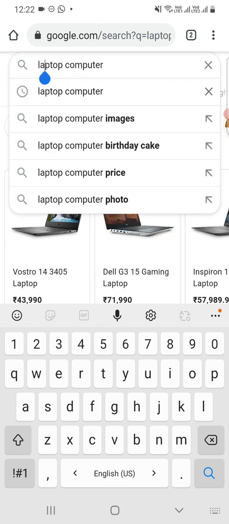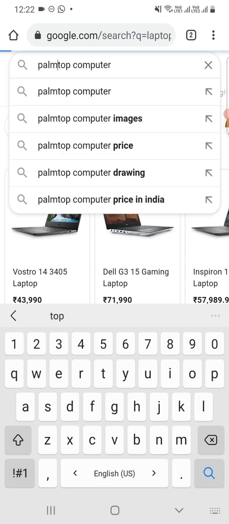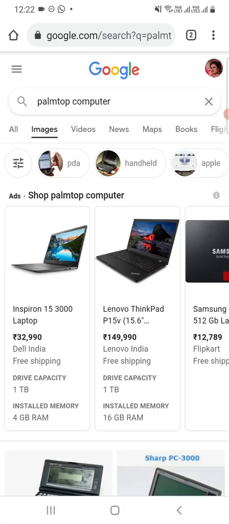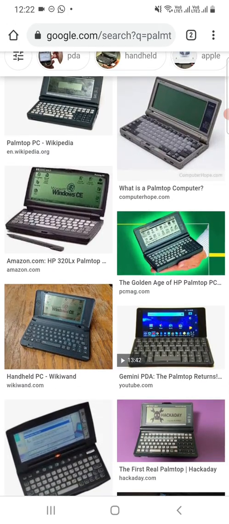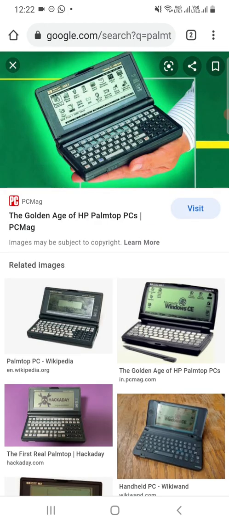That is the small computer we have. What does it look like? You can see these are the images of palm top. As you can see, we can keep that machine in our hand also. That's why it is called palm top. We can set the machine on the top of our palm. We can hold it in our hand.